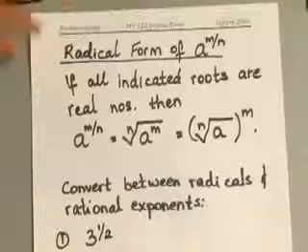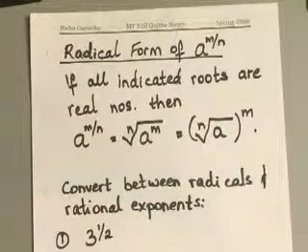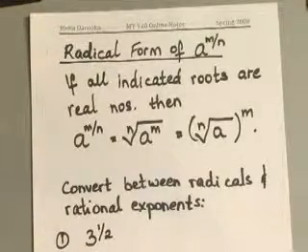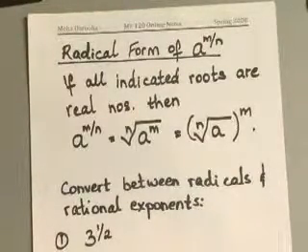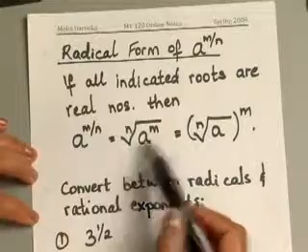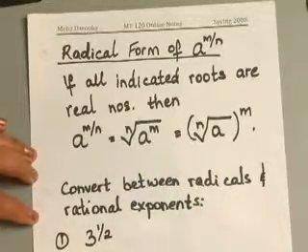Alright, now we have talked about this form a to the m over n in the exponential form. Let's go ahead and talk about it in the radical form. By the radical form, we of course mean putting it with the radical sign on it.